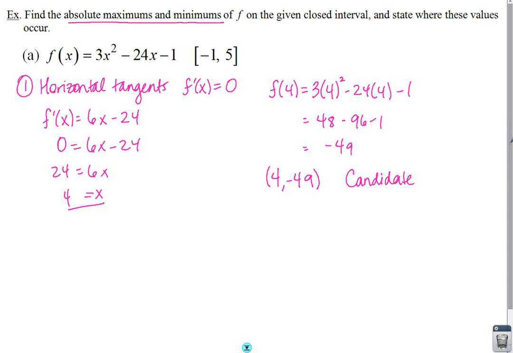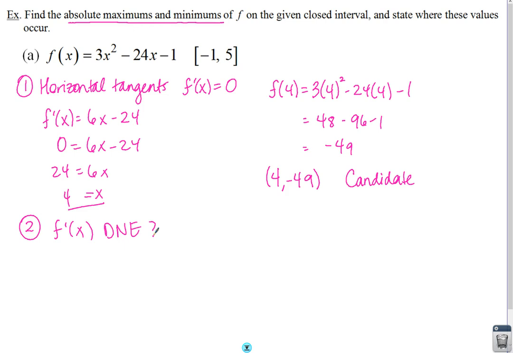I also want to look to see, are there any places where f prime of x does not exist? Okay, well, let's think about this curve. This is 3x squared minus 24x minus 1. Here we need to kind of go back to what we know about our parent functions. This is a quadratic parent function. What do we know about quadratics? They're continuous. In end behavior, they both go to positive infinity or they both go to negative infinity. But it's mainly a smooth curve.